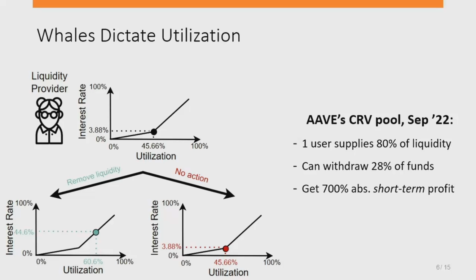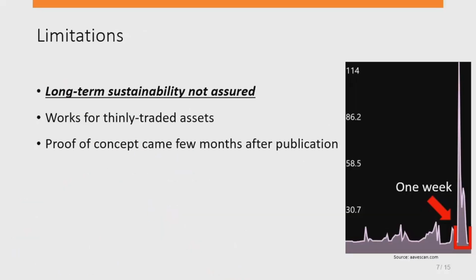So as an example, back when we wrote this paper, in Aave's curve pool, there was a single liquidity supplier that supplied roughly 80% of all liquidity. That supplier could have withdrawn 28% of its liquidity and increased its absolute profits by 700%, which is a large number. So one obvious flaw with what I just said is that this may increase absolute profits in the short term.